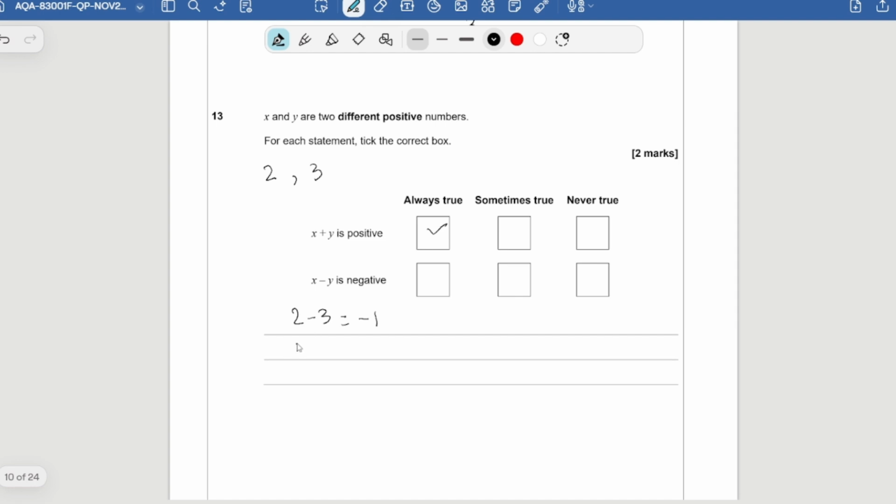But if we take it the other way, if we subtract 2 from 3, the answer is positive. So here I'm getting a different answer, once positive and the other negative. So I couldn't say for sure that this statement is always true. Sometimes it's true, but not always. So I will go with the answer that X minus Y is negative is sometimes true, because we have seen it's not the case when I take it the other way.